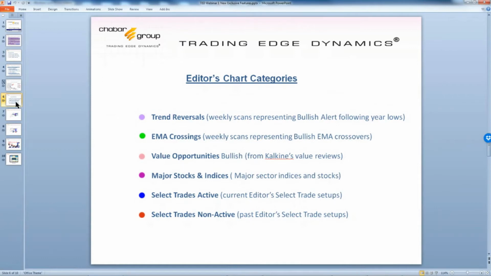The new categories we created are the major stock indices, which is the page we've already shown you, giving you easy access to those indices so you can very quickly have a look at their trends. We've created the Edidos Select Trades, and we've split them into 2 categories, the active and the non-active. Active being the current trades and past trades, and we'll keep them for as long as we can to ensure that people that are still in the trade or want to know what happened to that trade can still access the Edidos chart information for that. So that is the categories we've created.